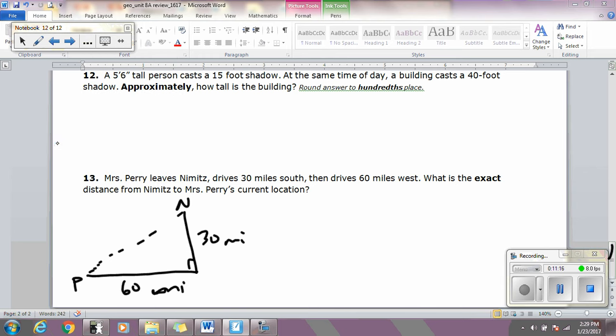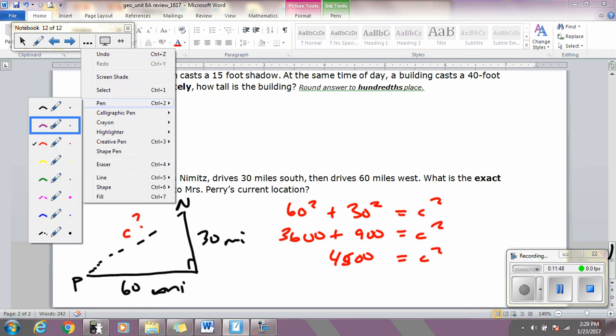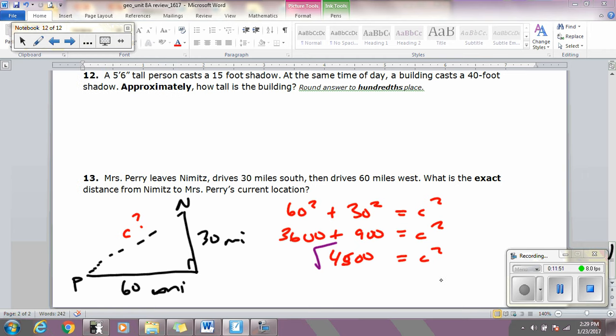So I'm essentially looking for C of this right triangle, but the exact distance. So that would be 60 squared plus 30 squared equals C squared. 60 squared is going to give me 3,600. 30 squared is 900, and that's C squared. Combine 3,600 and 900, you're going to get 4,500. And now we take the square root of that. So the square root of 4,500 is equal to C.